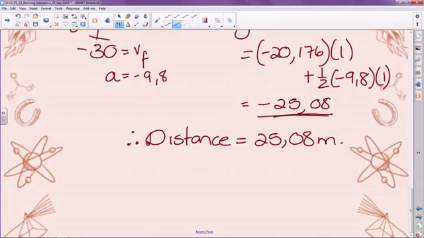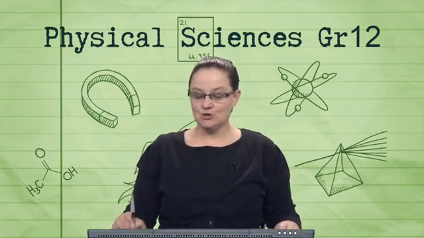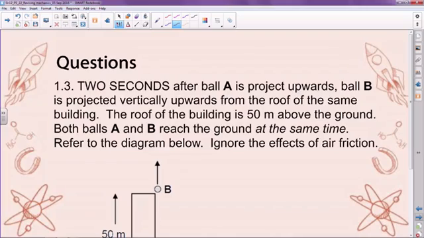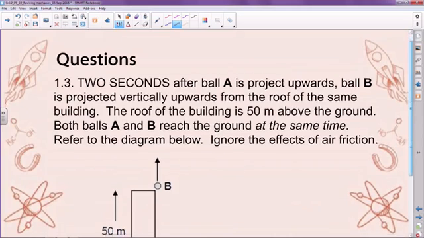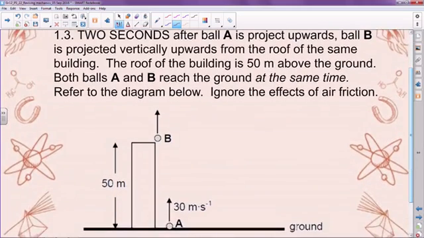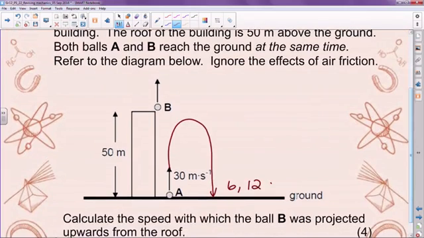Oh, but now we get to the fun question. I can hear the groans. It's all right. So now it says to you, 2 seconds after ball A is projected upwards, ball B is thrown vertically upwards from the roof of the same building. The roof of the building is 50 meters above the ground. Both balls reach the ground at the same time. So what they're saying to you is ball A goes up and comes down, and that happens at 6,12 seconds. 2 seconds afterwards, ball B is thrown up and then comes and hits the ground. But they hit the ground at the same time.